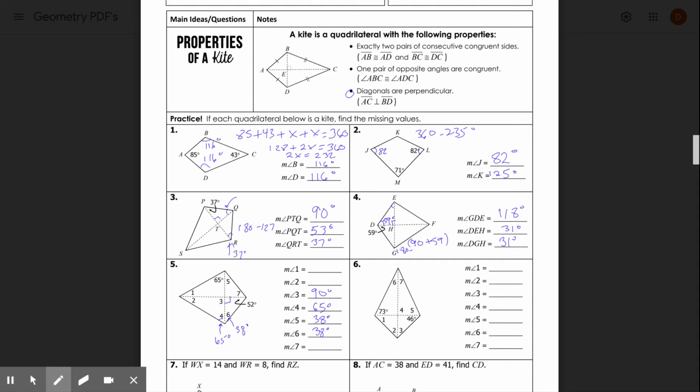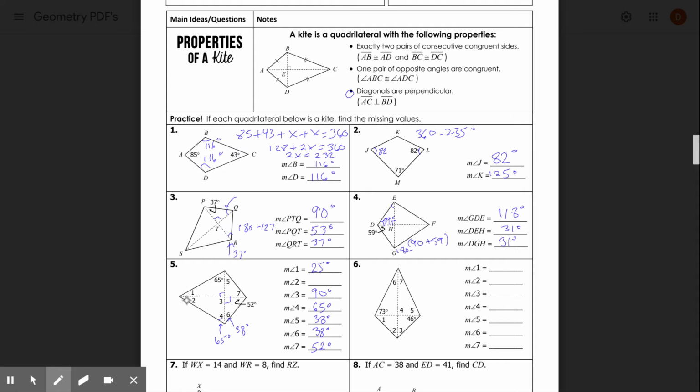We can find the measure of angle 7. Actually, that measure of angle 7 is the same as this one here, so that would be 52. And then the measures of angles 1 and 2, well, this is a 90-degree angle. So 65 plus 90, we would take that and subtract it from 180. So that would be 180 minus 155, which is 25.